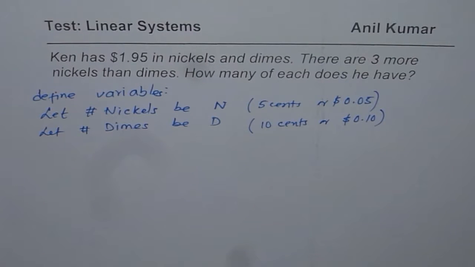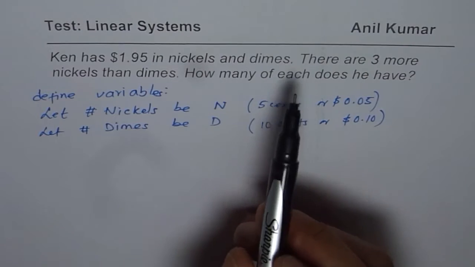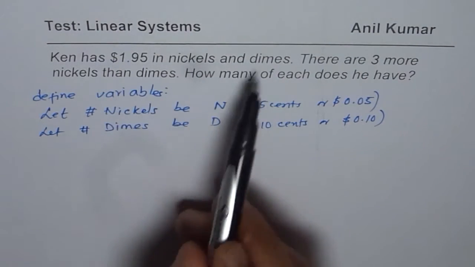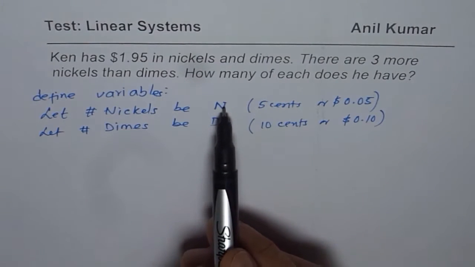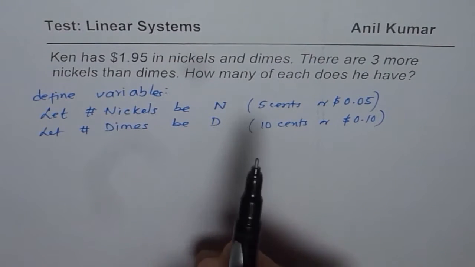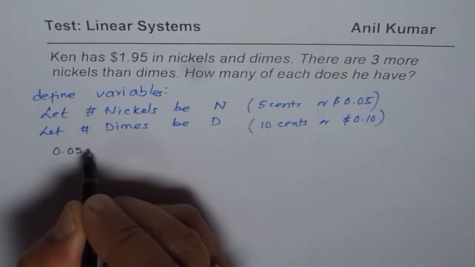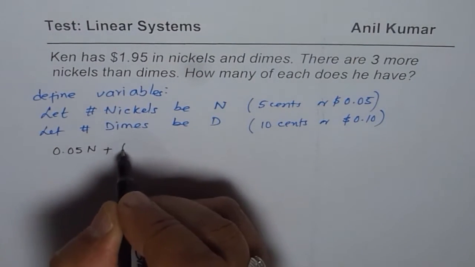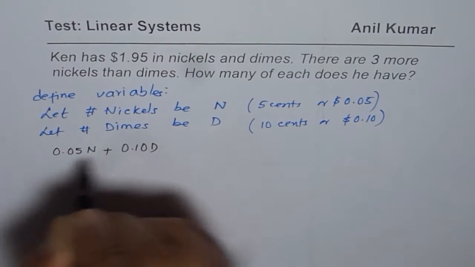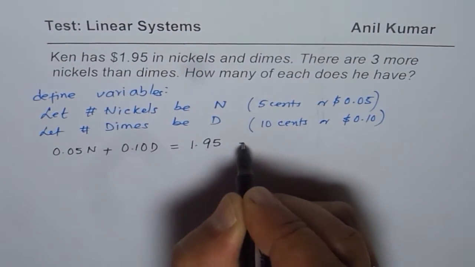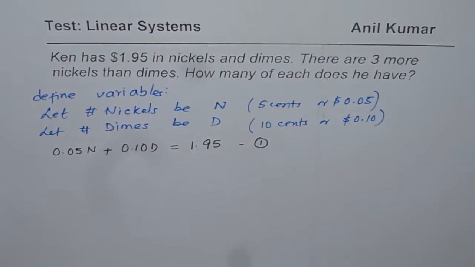Now, let us try to write down the equations. We are given Ken has $1.95 in nickels and dimes. So if there are n nickels and d dimes, then the amount will be 0.05n in dollars, right? Plus 0.10d. When you add them up, it should be 1.95. So that is how we get our first equation.